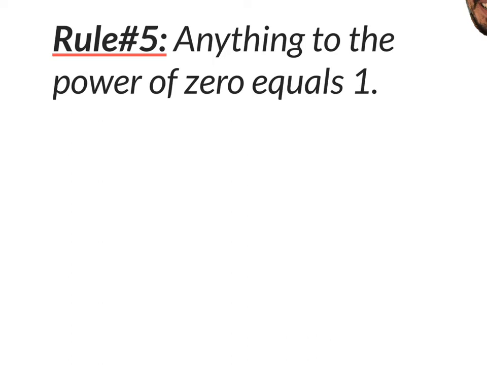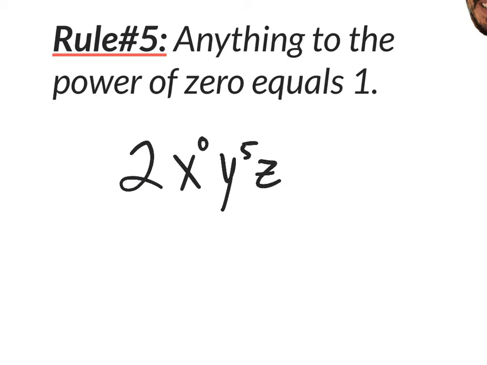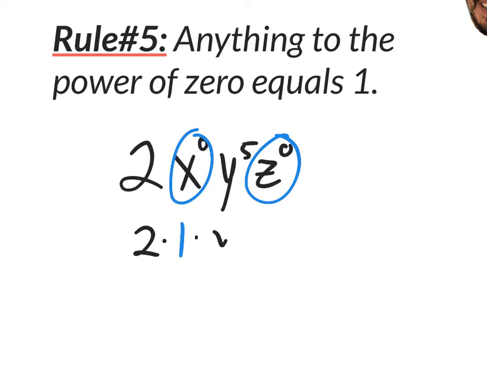Check this out. Let's write 2x to the 0, y to the 5th, z to the 0. Okay? Remember, anything to the power of 0 is 1. So what has the power of 0? Only the x and only the z. So you know that x to the 0 is really 1. You know that z to the 0 is really 1. So you could rewrite this as 2 times 1 times y to the 5th times 1. But that's a waste of time. You could just do this. Scratch it out, scratch it out. There's your answer, 2y to the 5th.